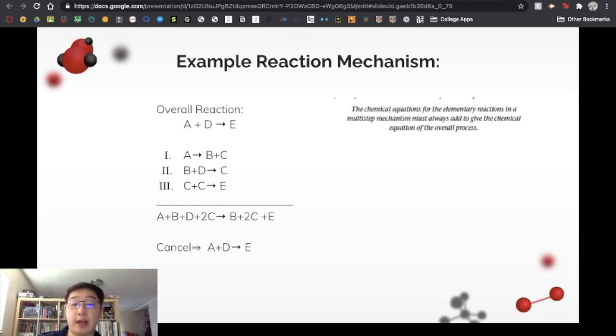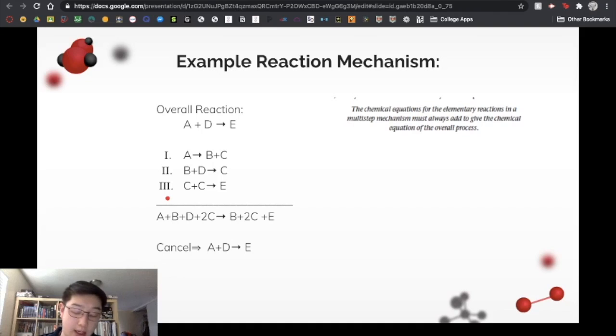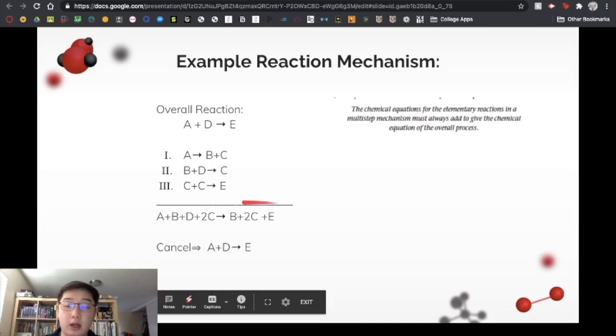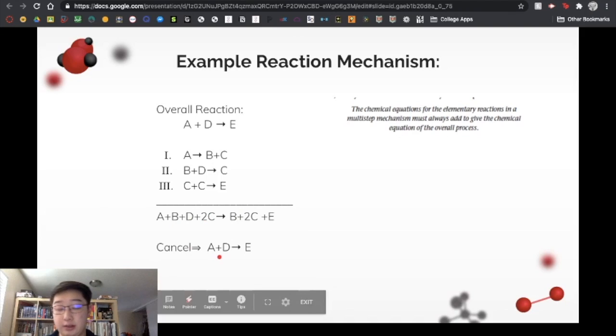This is an example of what a reaction mechanism will look like. You have the overall reaction up here, and then you have the steps to the reaction here. They're labeled 1, 2, and 3, always done in Roman numerals, although sometimes on the AP test I have seen it given as regular numbers. Each of these reactions is called an elementary reaction, which we'll cover more later. At the end you have this summation, and then you cancel things that are on both sides of the reaction, for example the 2C and the B, and you're left with the overall reaction, in this case A plus D yields E.